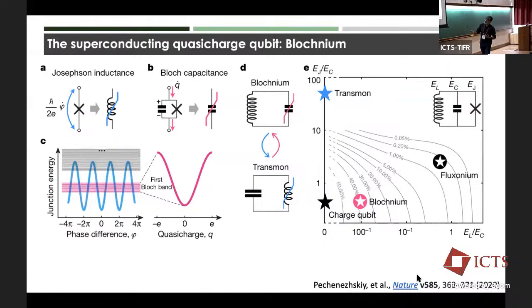What it does is that it creates this new variable called quasi-charge, which is the dual of the phase of the superconducting junction. Remember, you had the sinusoidal or cosine potential as a function of phase. Now you have this kind of cosine potential as a function of this quasi-charge. In this periodic table kind of thing I showed you, the fluxonium is out here where the inductive energy is much larger compared to the charging energy, and the blocknium is way down here. To do this, you need to make the inductance extremely high. And as I was saying, there are challenges to achieve such a thing.